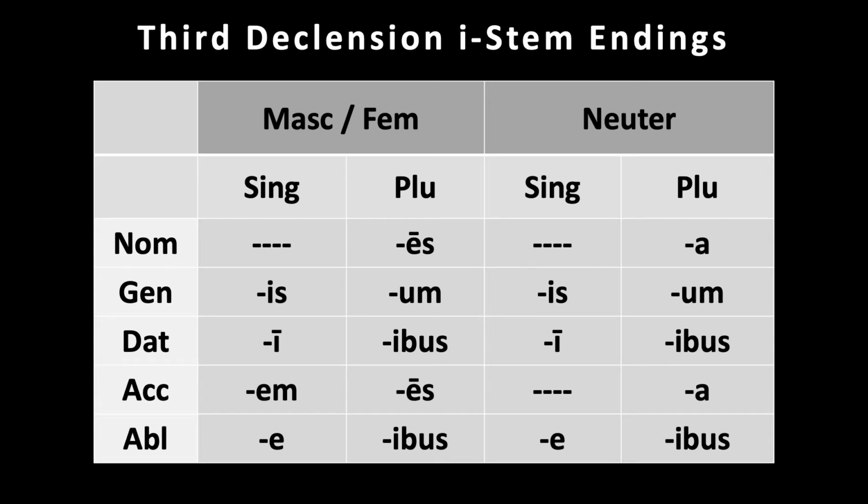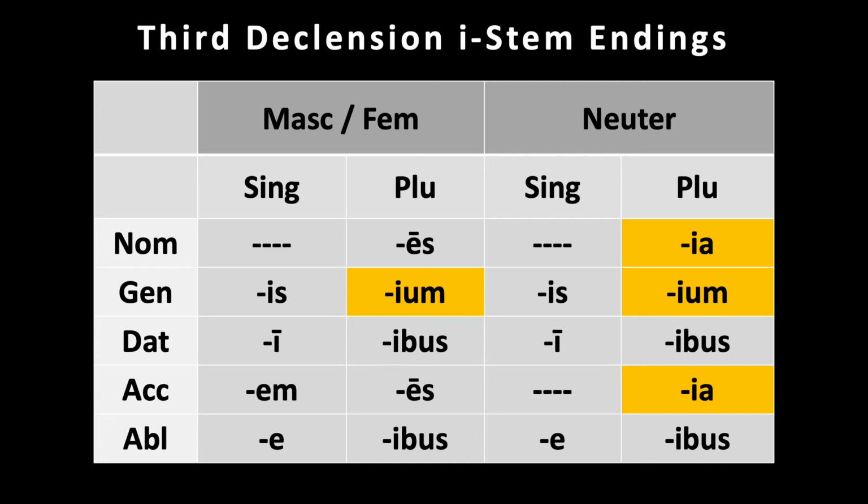First, you're going to see it in the genitive plural form, ium. Now, that's true for the masculine and feminine endings, and that's the only place you're going to see it in the masculine and feminine. You'll also see it there with the neuter. But with the neuter, you'll also see it before the short I of the nominative plural and the accusative plural.